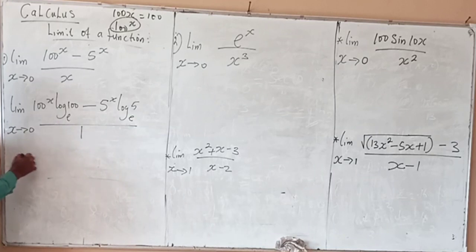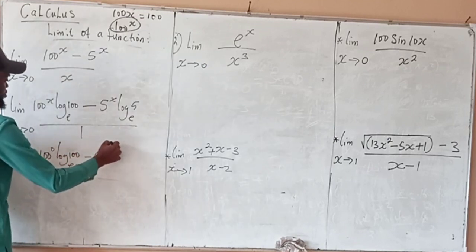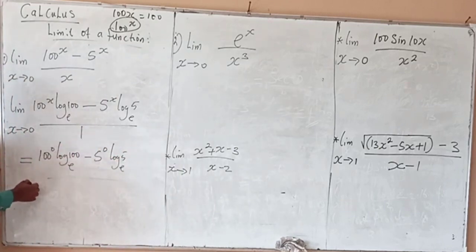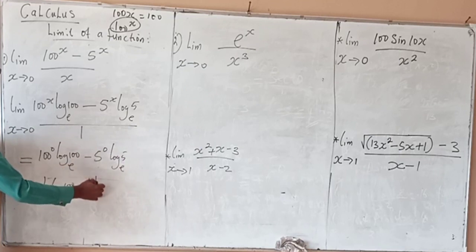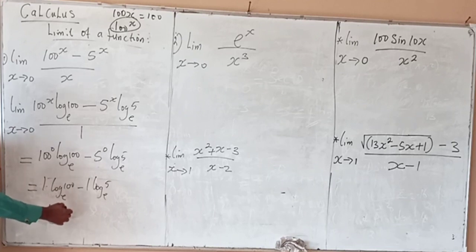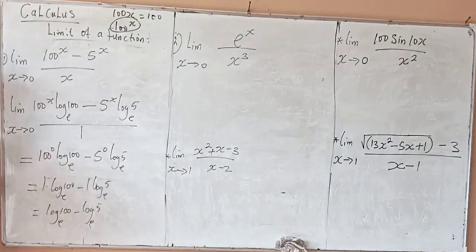So we have 100 raised to 0 log 100 with base e minus 5 raised to 0 log 5 with base e, divided by 1. So the 1 will go, then it was 1 times log 100 with base e minus it was 1 as well. And 0 gives 1. So we have log 100 minus log 5 in base e.